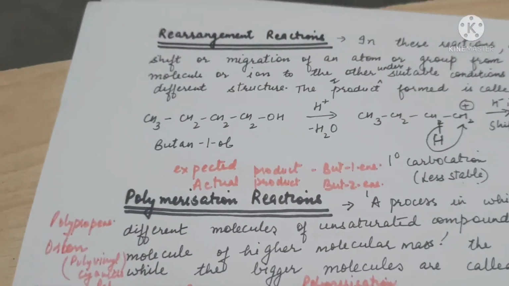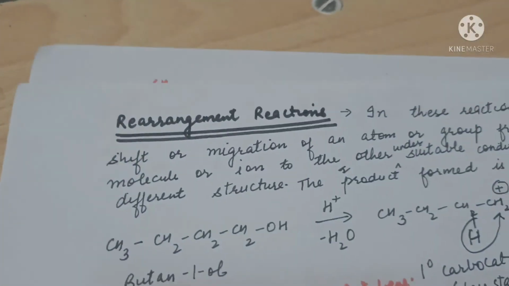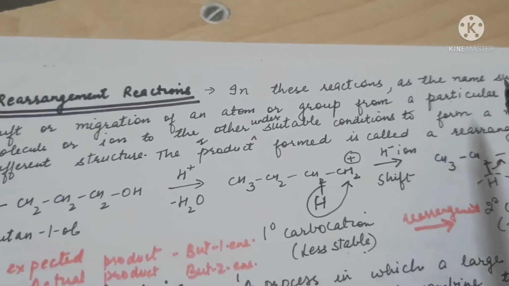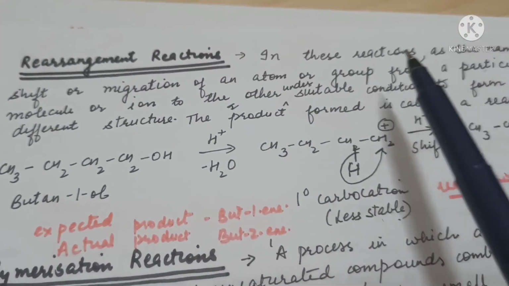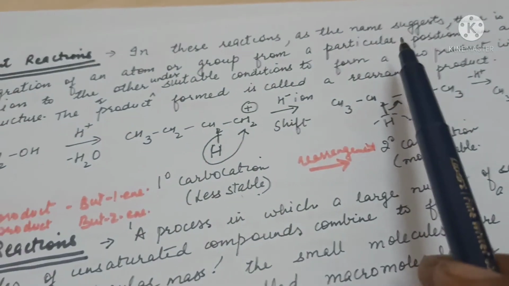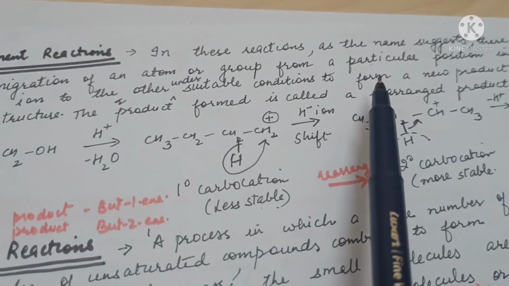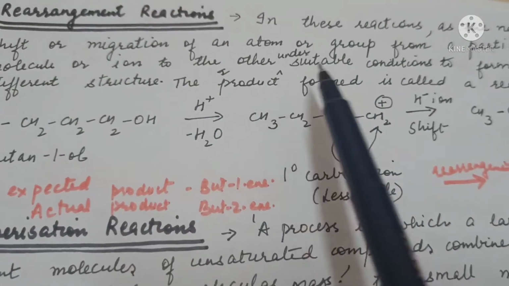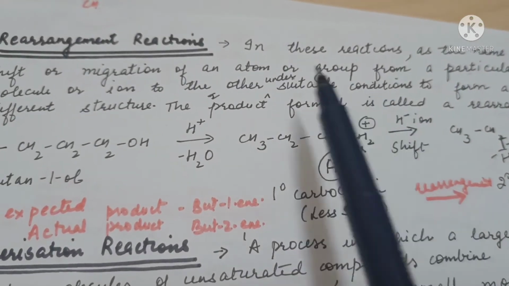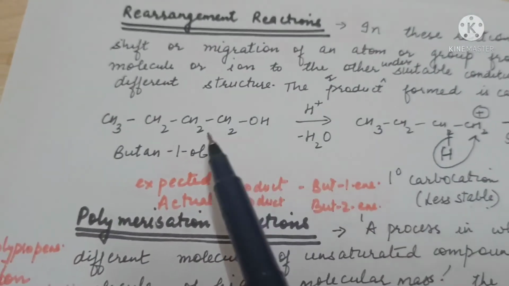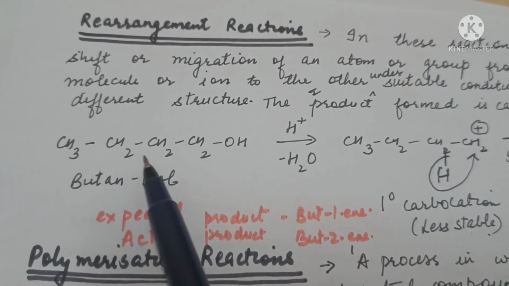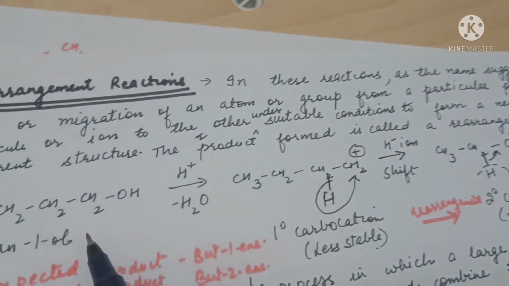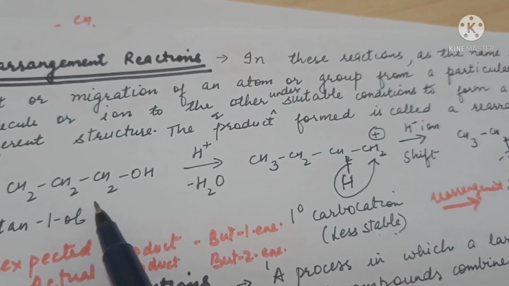Then let us come to the next category of organic reactions. These are rearrangement reactions. In these reactions, as the name suggests, there is a shift of an atom or group from a particular position in a molecule or ion to another suitable position under suitable conditions to form a different structure. For example, butan-1-ol, when it is heated in the presence of an acid, water is eliminated.